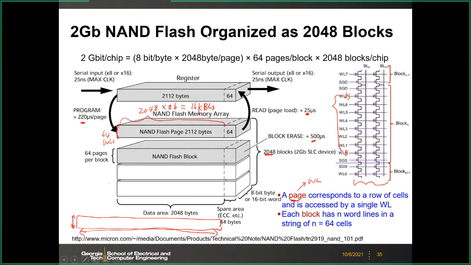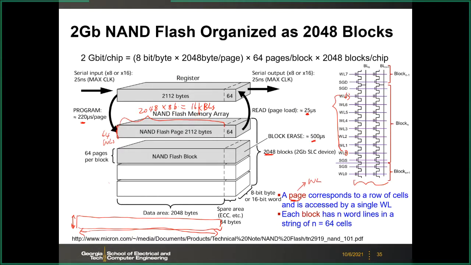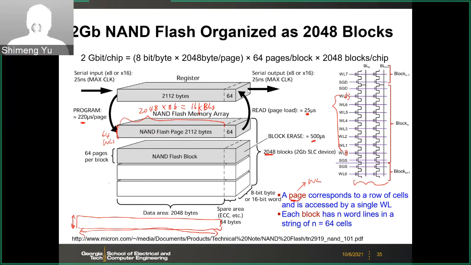So this is a 2 gigabit single level cell NAND flash. We will discuss what is single level cell, multi-level cell later. But this one is a very basic NAND flash, maybe introduced 20 years ago. This is the typical specs for this one. And we will discuss why the NAND is so slow later in terms of the read. Any questions?